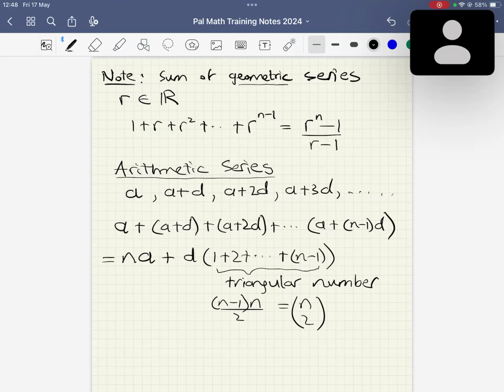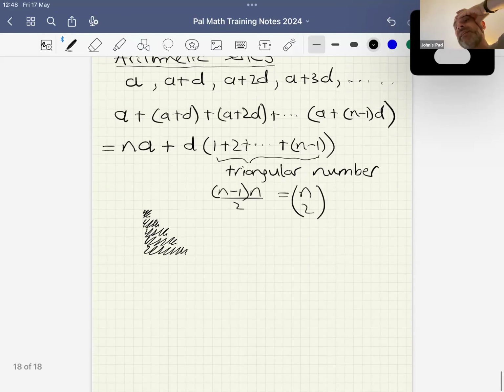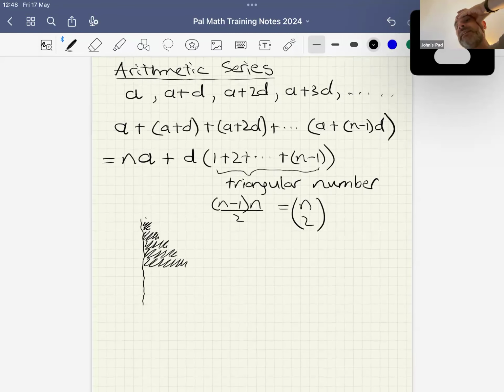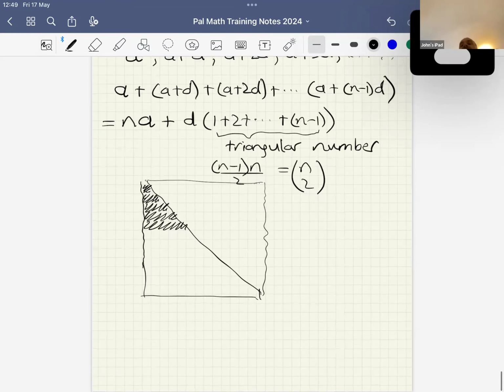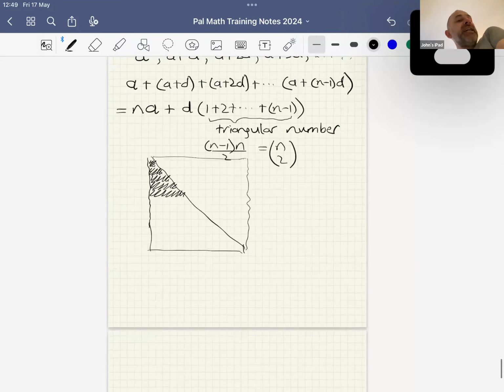And you know why it's called a triangular number as well? Because there you've got 1, 2, 3, 4, 5, and so on. So you're adding up the number of squares in some triangle. And basically the way you look at it is you think of it as a rectangle, and you have half the area of the rectangle. Anyway, you've probably seen that kind of little trick.